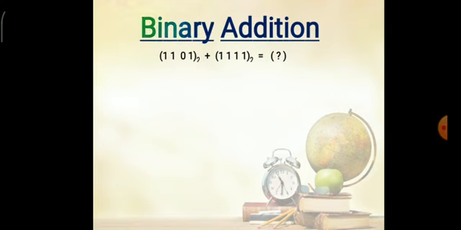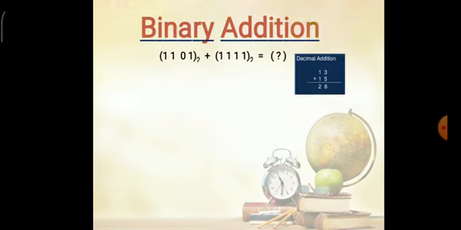Addition of 1101 with 1111, where the binary 1101 is equal to 13 in decimals and binary 1111 is equal to 15 in decimals. Let us add them together by using the rules.